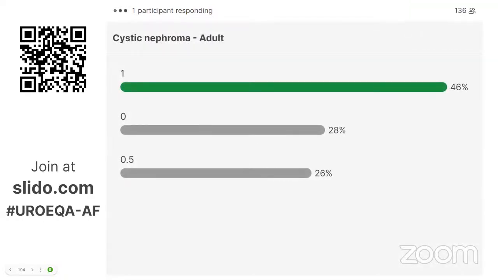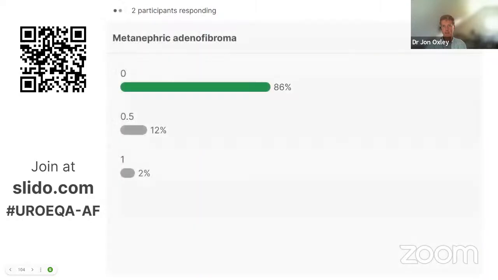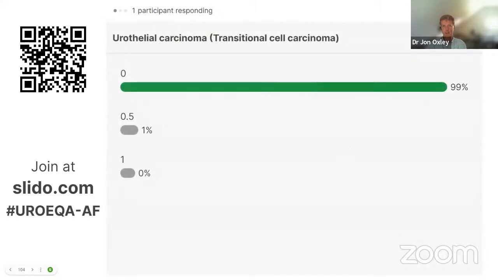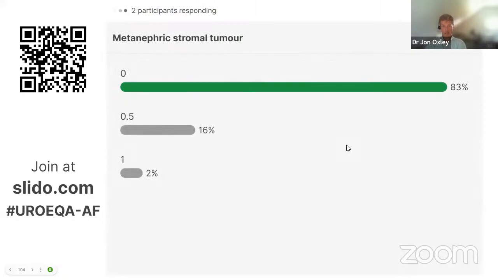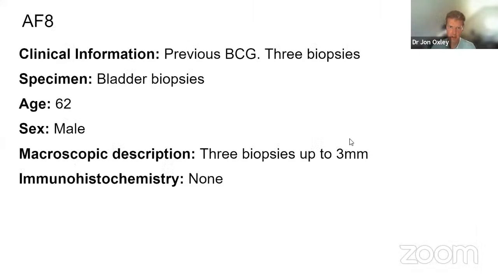You have to read them out, John. Oh, sorry. So AML was 0, cystic nephroma was 1, renal interstitial tumor was 0, hemangioma 0, leiomyoma 0, metanephric adenofibroma 0, urothelial carcinoma 0, metanephric stromal tumor is 0, mucinous tubular 0, juxtaglomerular 0, amyloid 0, chronic obstructive pyelonephritis is 0, hemangioblastoma is 0, solitary fibrous tumor is 0. Did you get all those? Yes, I think so. So 1 and 4 were merged. Everything else 0. Yep.